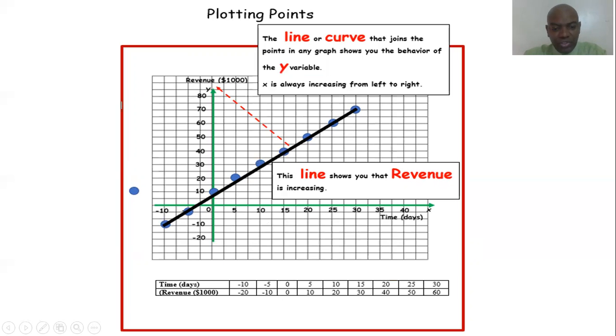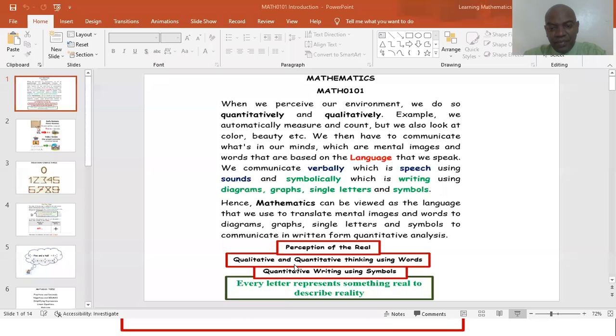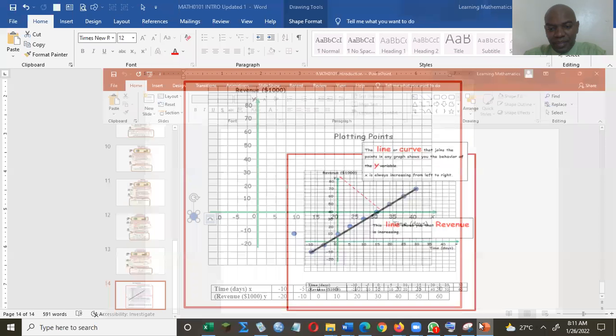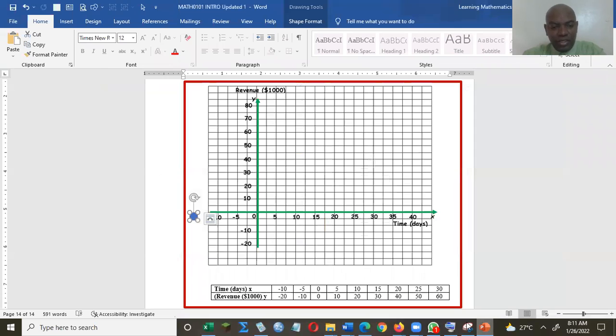Let me just do a brief demonstration to show you how this can be done, all right? And here you have your points. If you want to plot the point -10, -20, you first look for the X, which is -10 in that case. And then you look for the Y, -20. -10 days means 10 days in the past from 0,0, for example, and -20 means you lose $20.